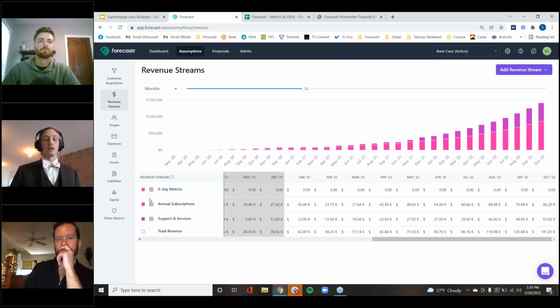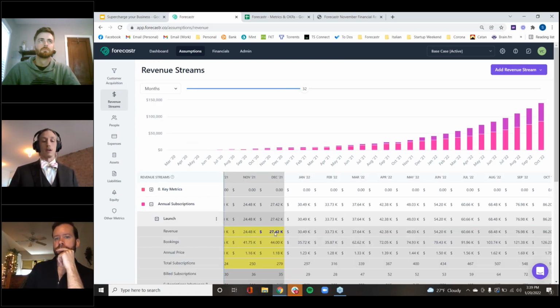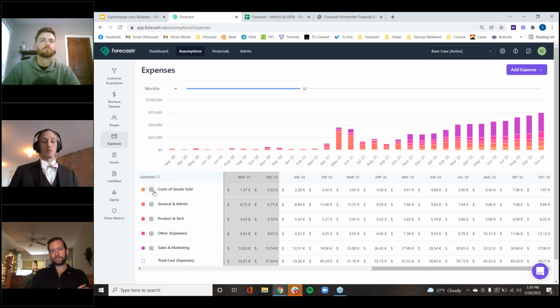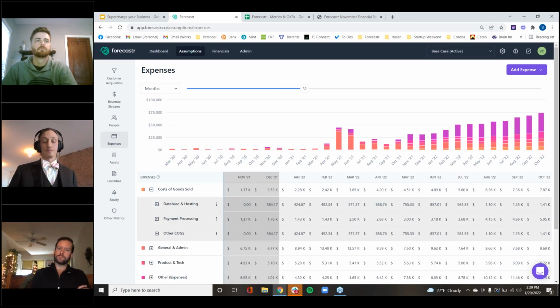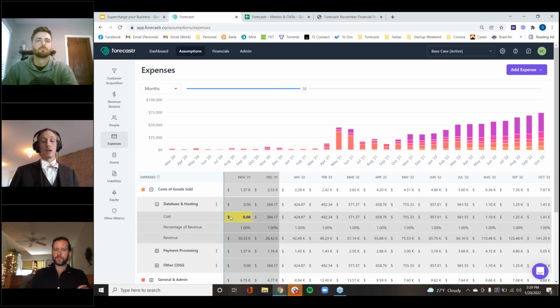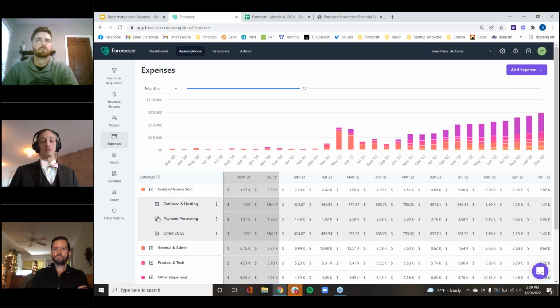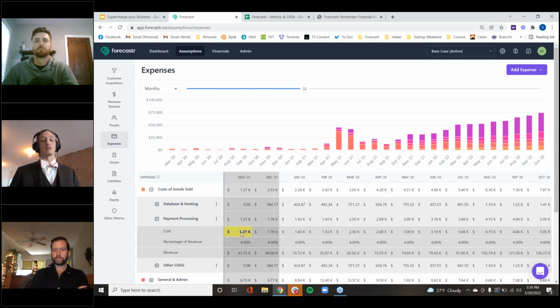On the revenue side, we can load in how much revenue we got. On the expenses side, we can load in what our database and hosting costs were, what our payment processing costs were. All the yellow cells here are where we've keyed in historical data, so that we can eyeball it and look back and forward and say, okay, here's what we've been spending. Does that make sense with what we expect to spend in the future?